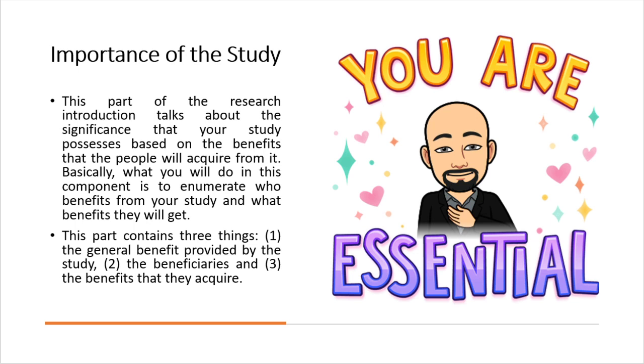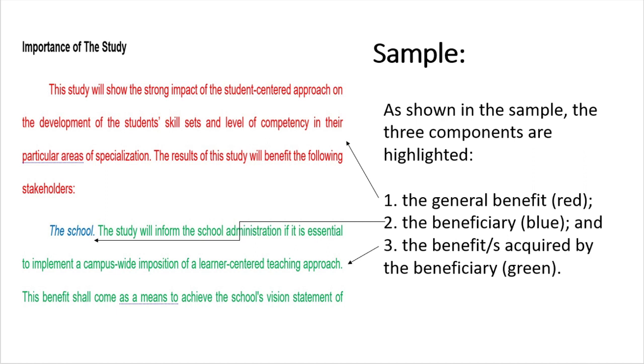First is the general benefit provided by your research. Second, the beneficiaries. You enumerate the beneficiaries, and you are also going to place their corresponding benefits. So to illustrate the importance of the study, here's a sample. Here, please take note that the general benefit, the first component, is the one in red. The beneficiary is the one in blue, and the benefit is the one in green.